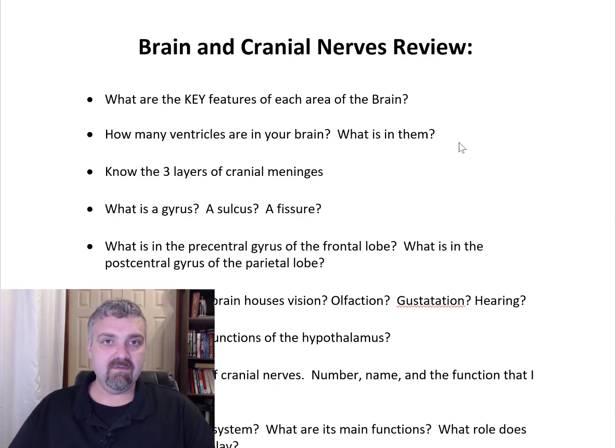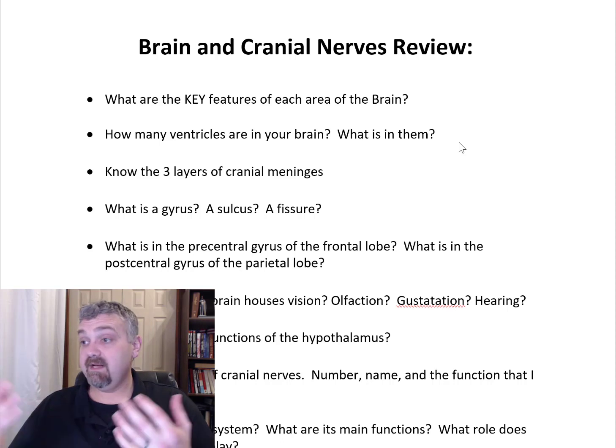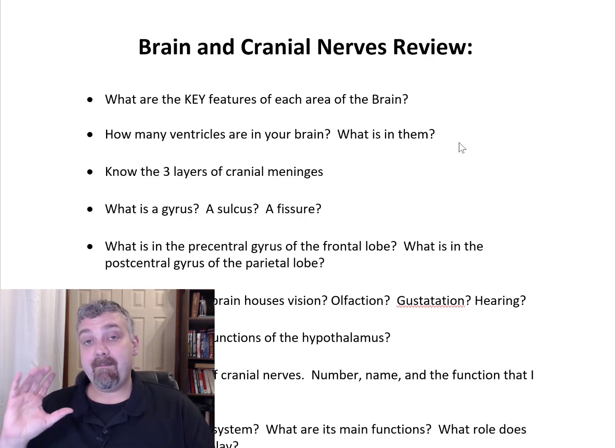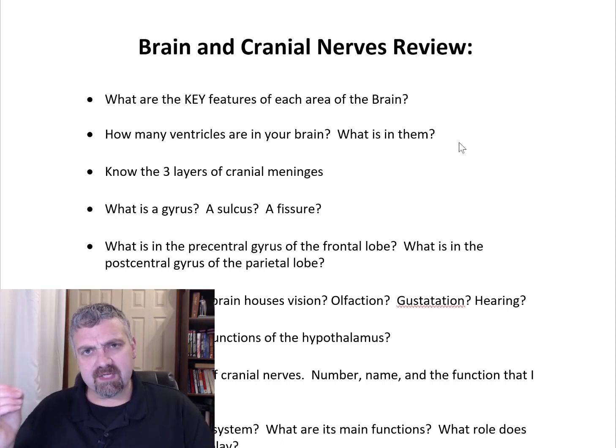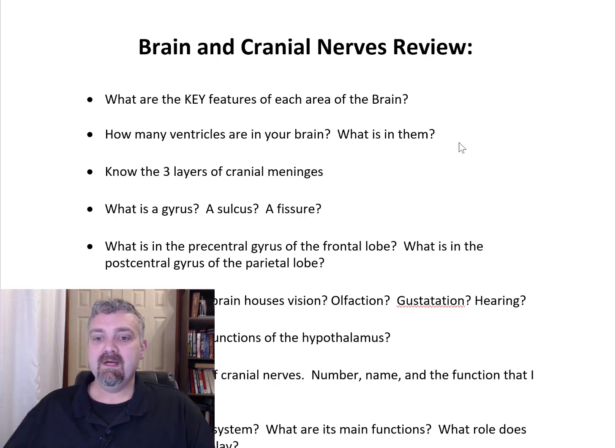You learned how to ride a bike. You learned how to write. You've learned how to use instruments, whatever it is. That practice, that muscle memory we talk about, is not in your muscles. Muscle memory, most of it's in your cerebellum. Okay, so those are the key features of each area of the brain. We'll talk about the lobes of the cerebrum in just a moment.